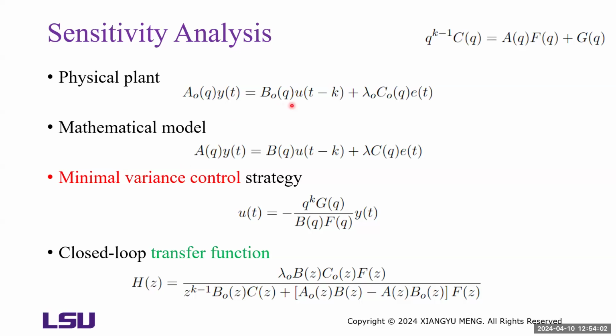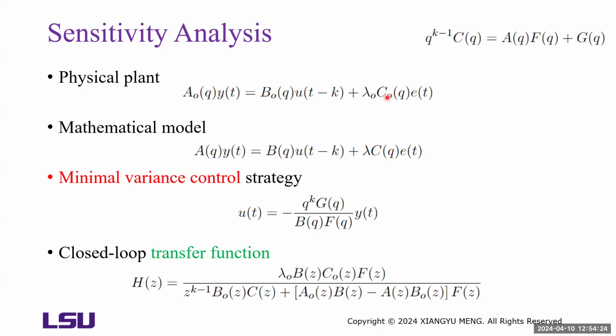In this lecture, let's discuss the sensitivity analysis. So let's assume the physical plant is described by these dynamic equations. We have A naught, B naught, lambda naught, and C naught.